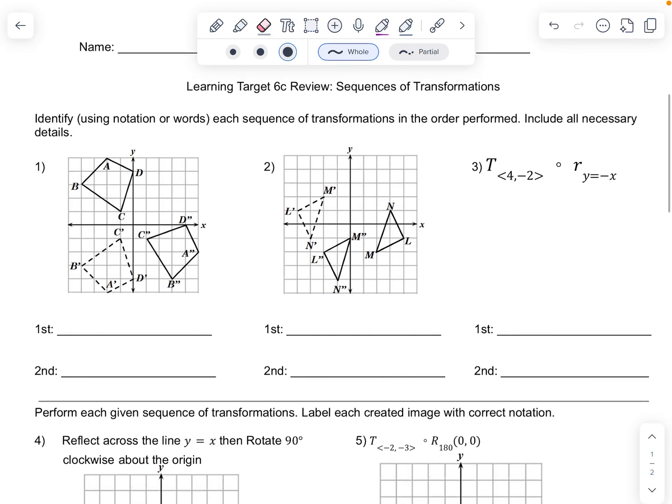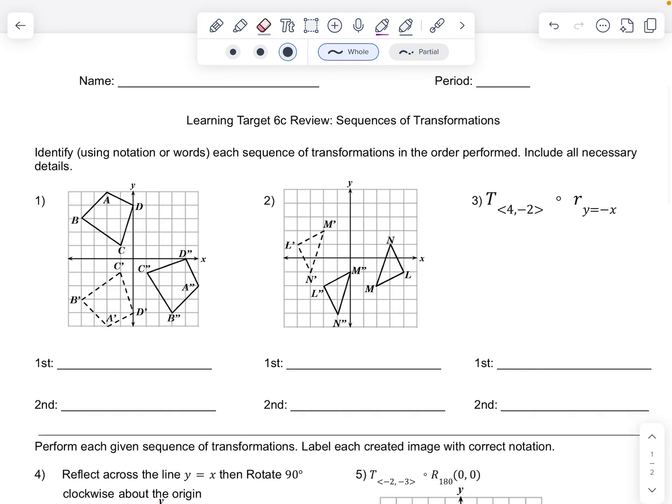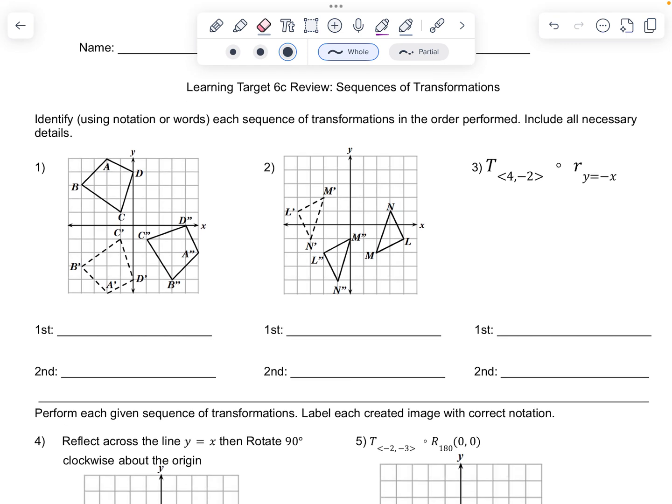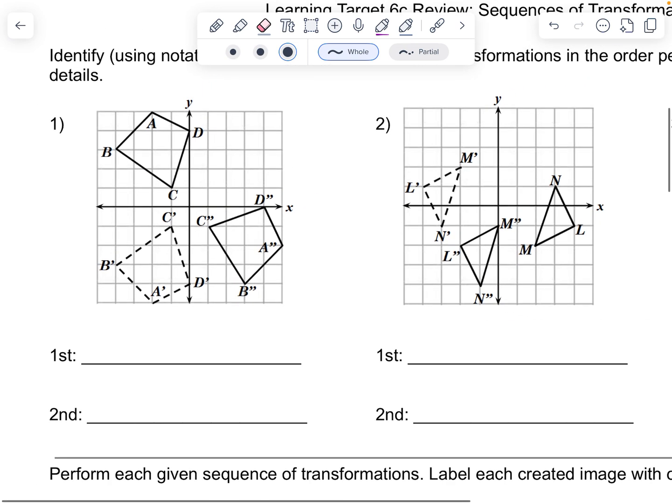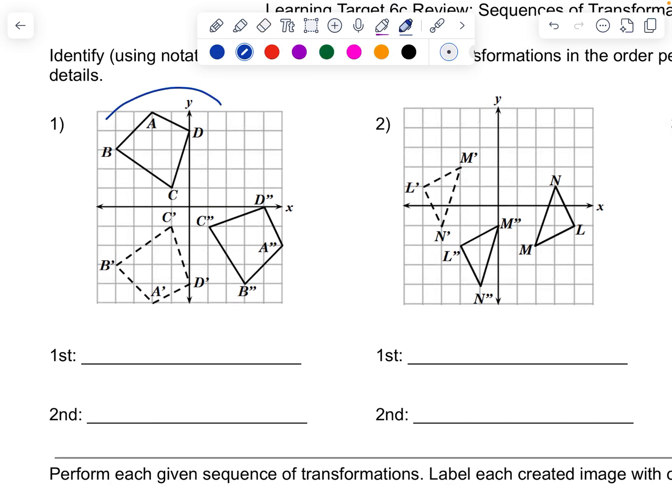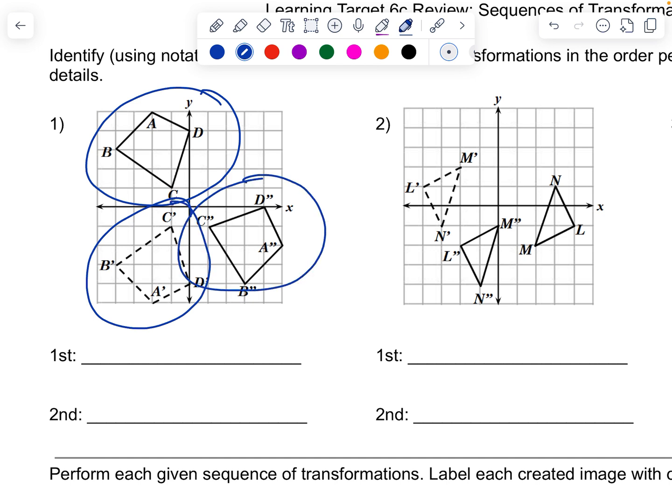Okay, this test is on sequence of transformations, which is just two or more transformations done on a single figure. So this first part is just identifying, using either the notation or words, each sequence of transformations in the order that it was performed. So if you look here, we know that we started with this figure right here because it doesn't have any primes on it. We moved to this figure right here because that has a single prime, and then we moved to this figure right here.